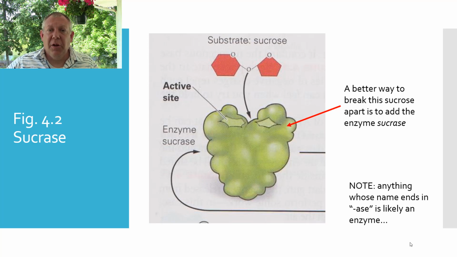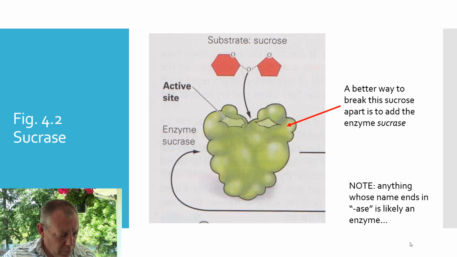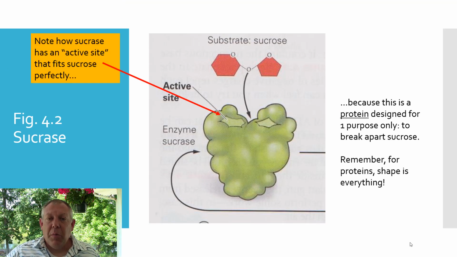This enzyme was built for this one reaction. No other molecules will fit into that active site, or few other molecules will. And so that's what we're saying here, that sucrase has an active site that perfectly fits sucrose. This is a protein. Remember that proteins are all about shape. This protein's shape is designed for one specific purpose: to bind sucrose and break it apart. In proteins, shape is everything.